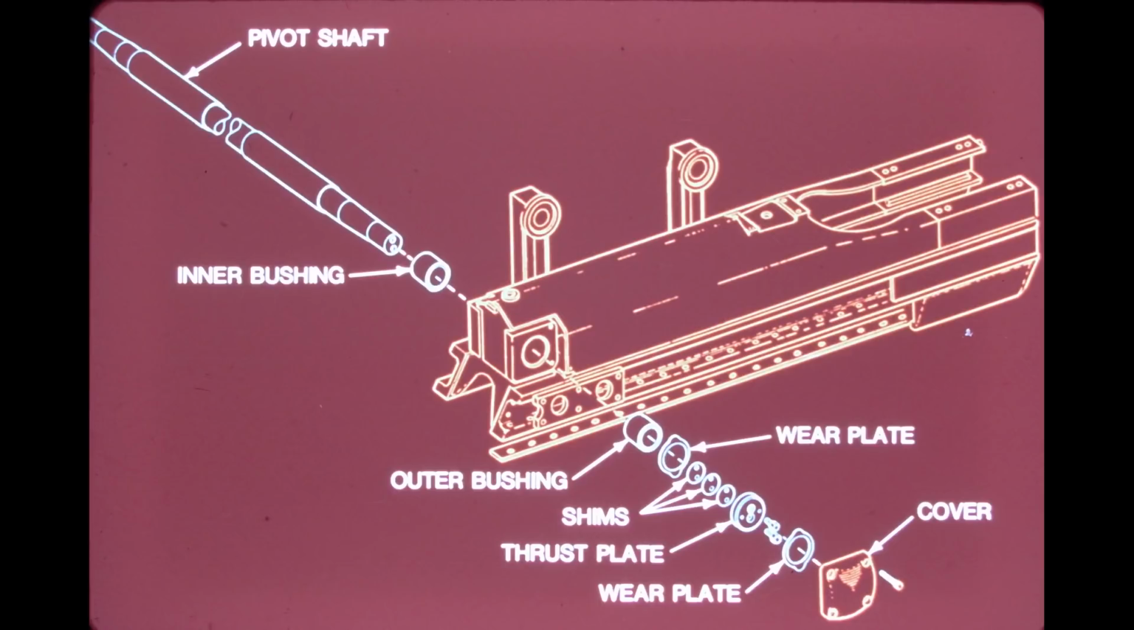Wear plates are used to prevent galling of the frame and end cover when the track frame pivots. Shims are used to provide precision location of the frame on the shaft.